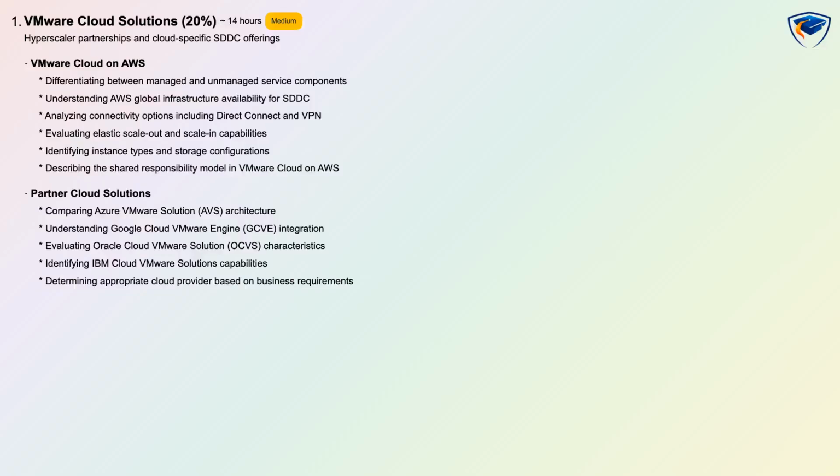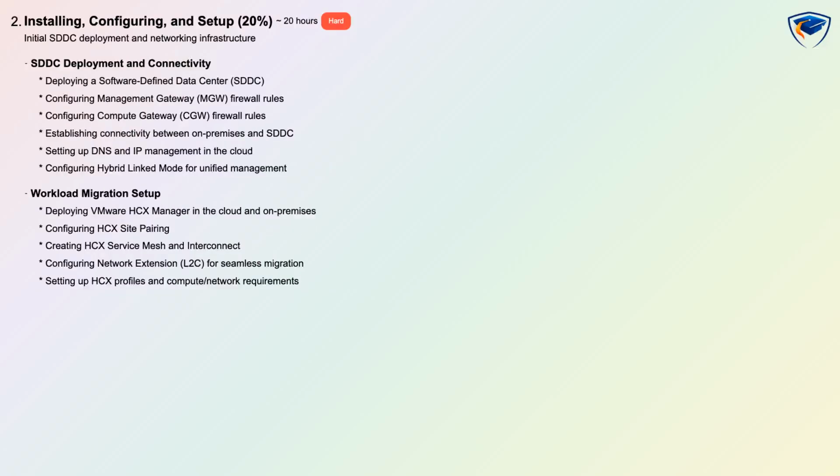the shared responsibility model. In this domain, you will also learn about partner cloud solutions, including comparing Azure VMware Solution, AVS architecture, understanding Google Cloud VMware Engine, GCVE integration, evaluating Oracle Cloud VMware Solution, OCVS, characteristics, identifying IBM Cloud VMware Solutions capabilities, and determining the appropriate cloud provider based on business requirements.